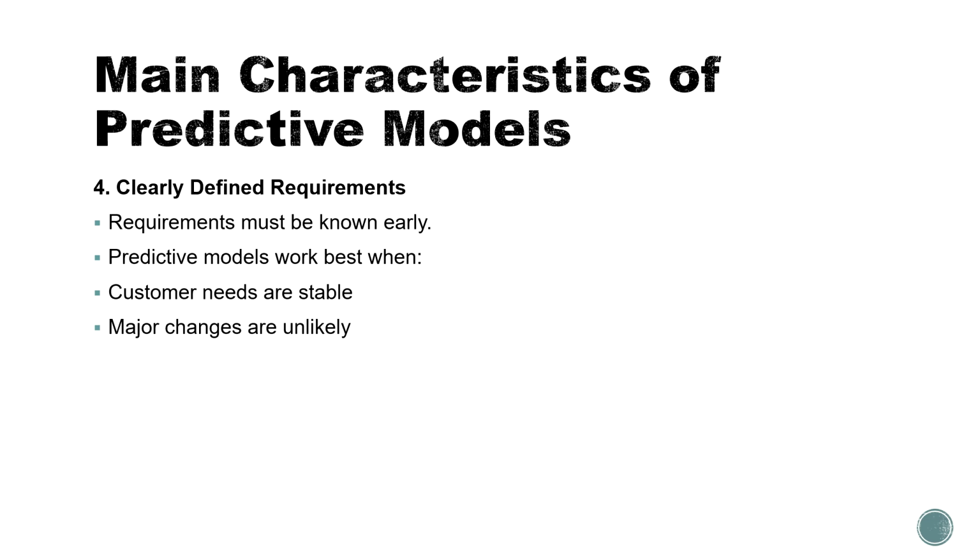The next characteristic is the clearly defined requirements. Predictive models work best when requirements are known early and remain stable. क्योंकि you have to do a lot of planning before the actual development. And the planning can only be done if the requirements are crystal clear. But if the requirements continuously change, predictive models become very difficult to manage. क्यों? क्योंकि अभी हमने पीछे पढ़ा है कि it's very difficult and very expensive to go back and make changes. Because late changes will affect the design, coding, testing, documentation, and it will also affect the overall project cost.